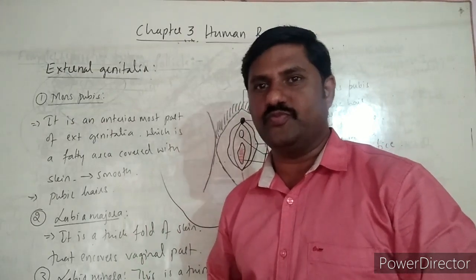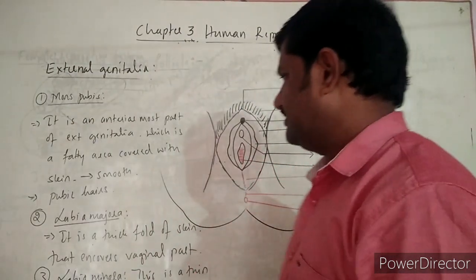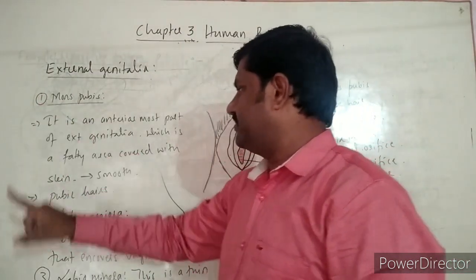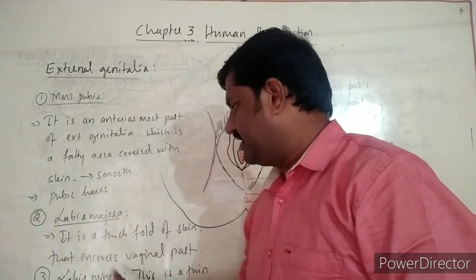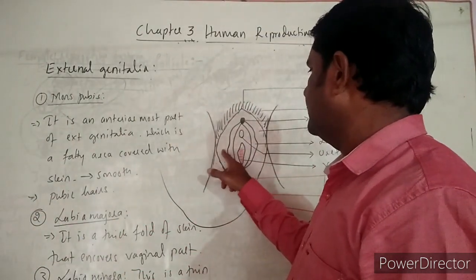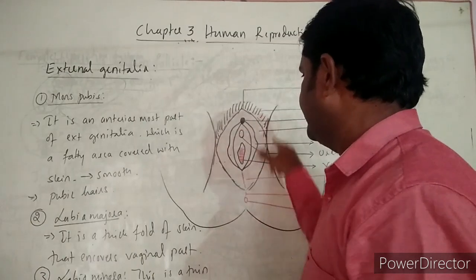This is also one more point to be noted over here. So the first one is mons pubis, the second one is labia majora, then labia minora. So all these are the things that we studied now.